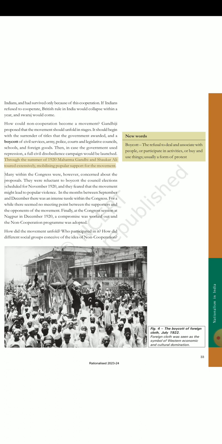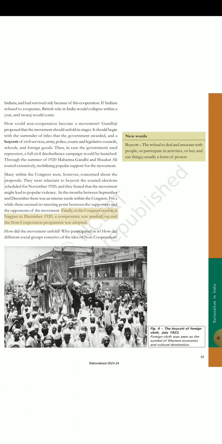Through the summer of 1920, Mahatma Gandhi and Shaukat Ali toured extensively, mobilizing popular support for the movement. Many within the Congress were, however, concerned about the proposals. They were reluctant to boycott the council elections scheduled for November 1920, and they feared that the movement might lead to popular violence. In the months between September and December, there was an intense tussle within the Congress. For a while, there seemed no meeting point between the supporters and the opponents of the movement.